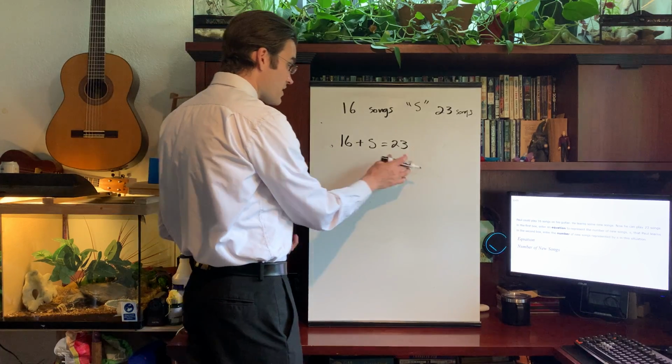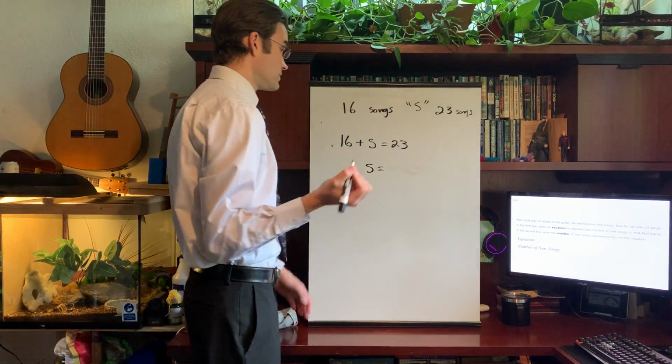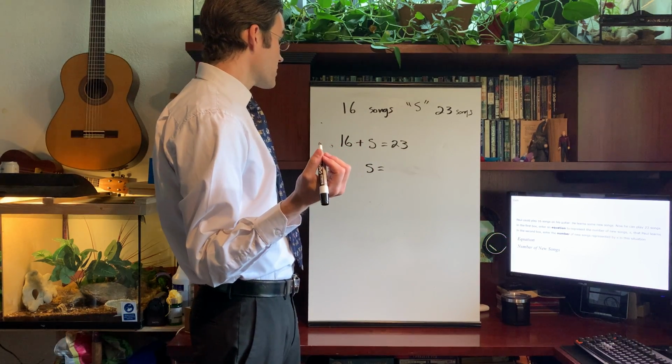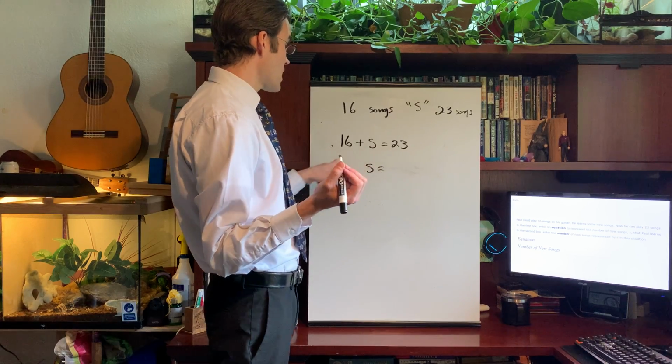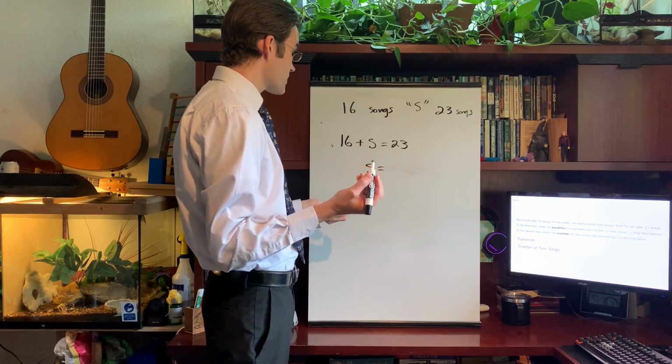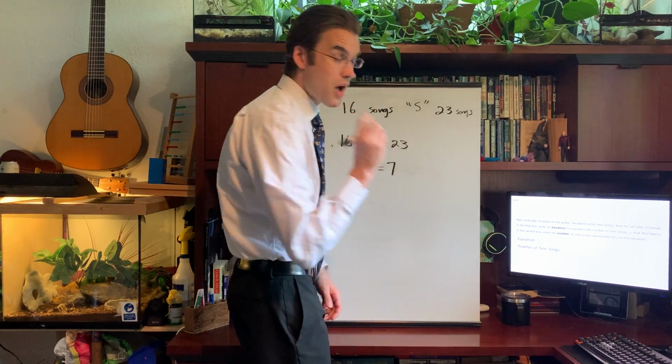So what plus 16 equals 23? Well, it's going to be 4 plus 3. So 4 plus 16 is 20. 20 plus 3, so 4 is 7, right? 7. S equals 7 songs.